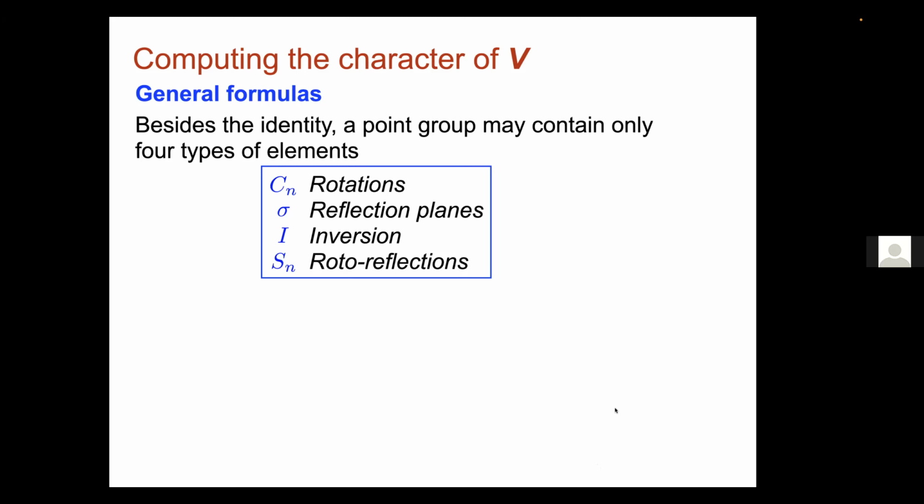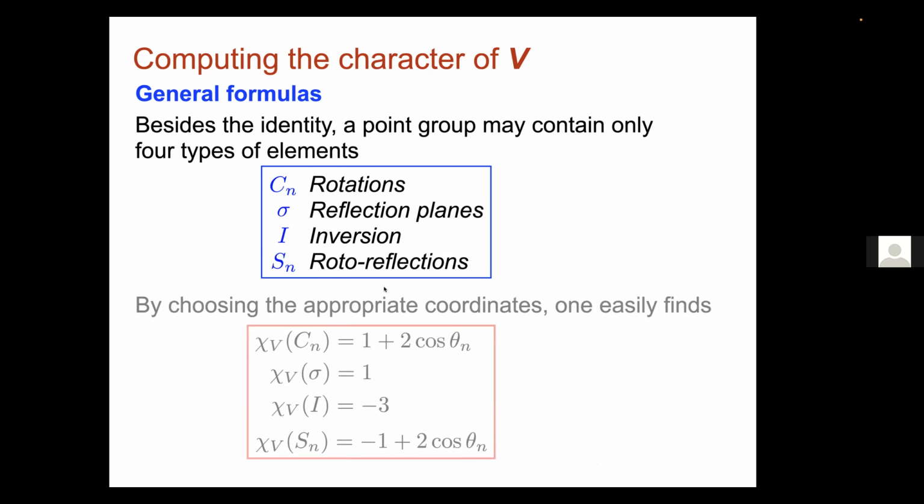Okay. So now there are only four kinds of elements here. And in one of the exercises, you will find these formulas here. They are very easy to obtain. It's always the trick: choose the appropriate coordinate system. If you choose the appropriate coordinate system, since you know that the result is independent of the system, you find immediately these general formulas. For instance, this is very easy to see. If you take your rotation axis along the z-axis, you know that you have on the diagonal cosine, cosine, and then a one. So immediately it gives you this.